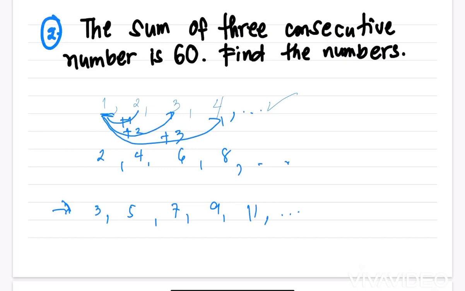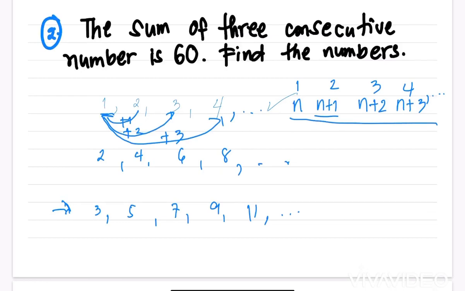So if we let 1 be equal to n, the next number is 2, so we have n plus 1. n is 1, so when we add 1, we get 2. So in representation, we have n plus 1. The next number is 3, which means from n, which is 1, in order to get 3, we need to add 2. And to get 4, the next number in the consecutive numbers, from n we need to add 3, and so on. So these are the representations of consecutive numbers.